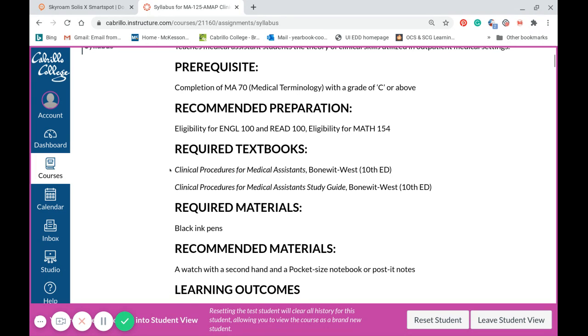So the required textbooks are the Clinical Procedures for Medical Assistants. The authors are Bonawit West, and we are using the 10th edition. And then the corresponding study guide, 10th edition. As I've mentioned before, if you want to get the e-version, the electronic version of the textbook, that's fine. You can also get a used version of the textbook, that's fine. But the study guide needs to be new, as you will be writing in it and filling it out.